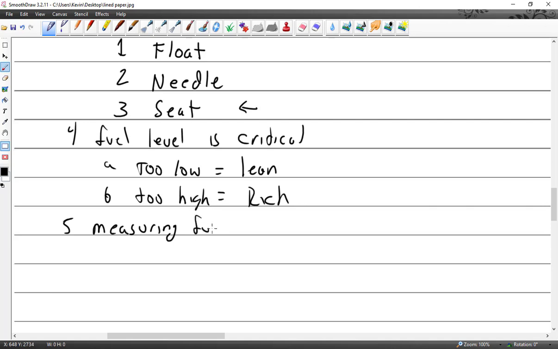Measuring fuel level. So when you are working on carburetors, it's critical that you check this fuel level. And most of you have already experimented with the Stromberg. And you take 3 readings, and how many of you guys have done this so far? And of those 3 readings, how many were exactly the same? 2. You had 2 exactly the same? Yeah, you cheated.